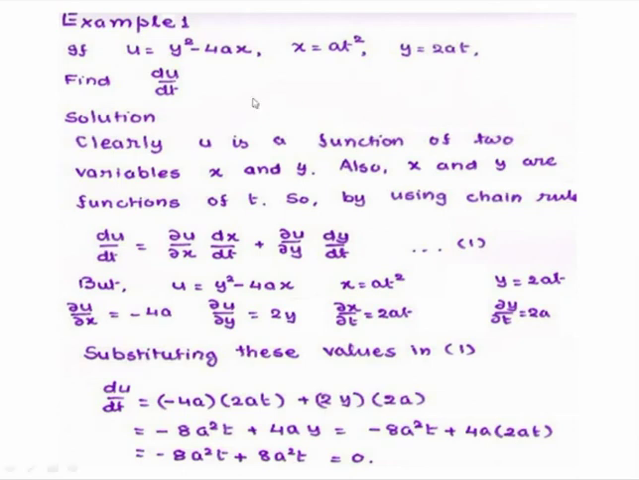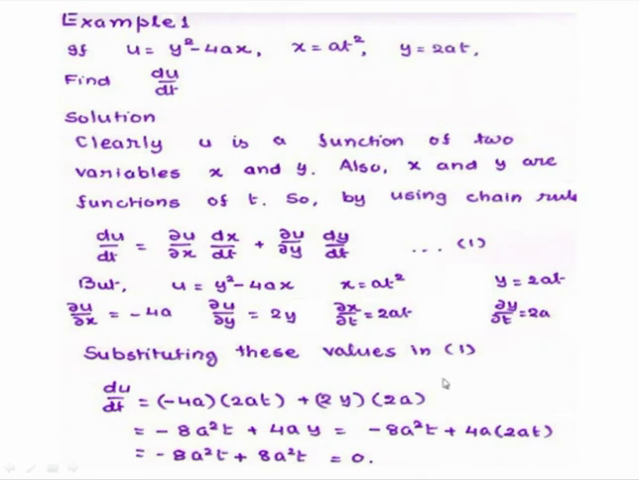Then we find dx by dt and dy by dt. So x is equal to at square, as given. The derivative of x with respect to t is denoted as dx by dt, and a is constant and the derivative of t square is twice t. So ultimately we get dx by dt is equal to 2at and dy by dt as 2a.